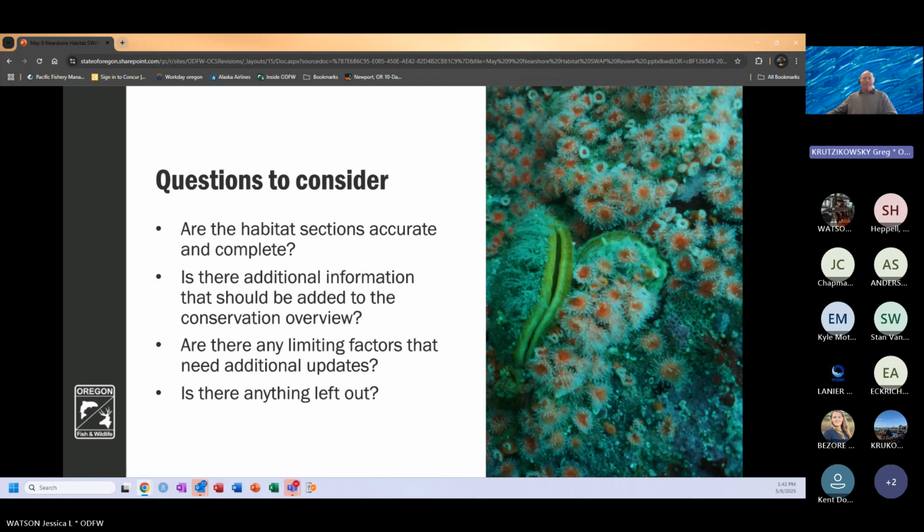So a few things to consider as you're going through. Are the habitat sections accurate, and are they complete? Is there additional information that should be added to the conservation overview? Are there limiting factors that need additional updates? Is there anything that we have left out? Next slide, please.